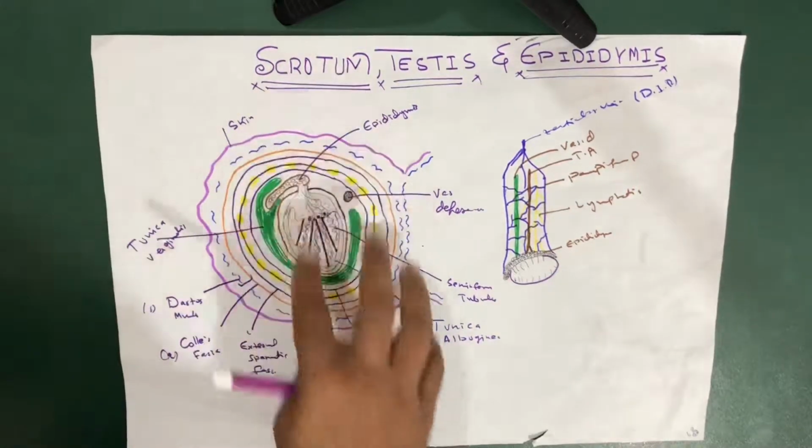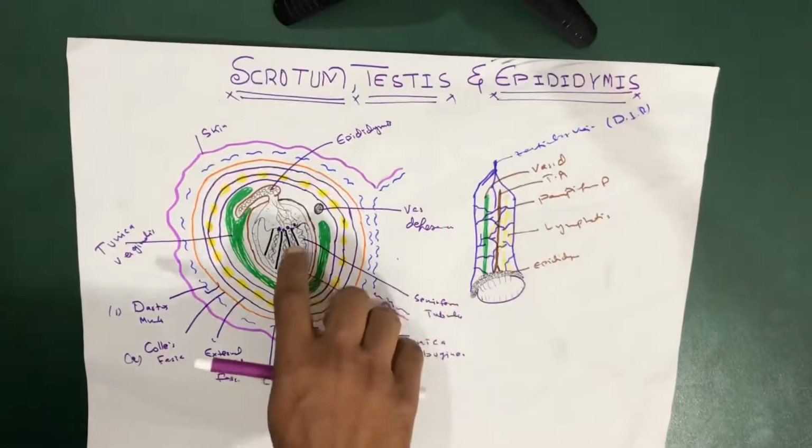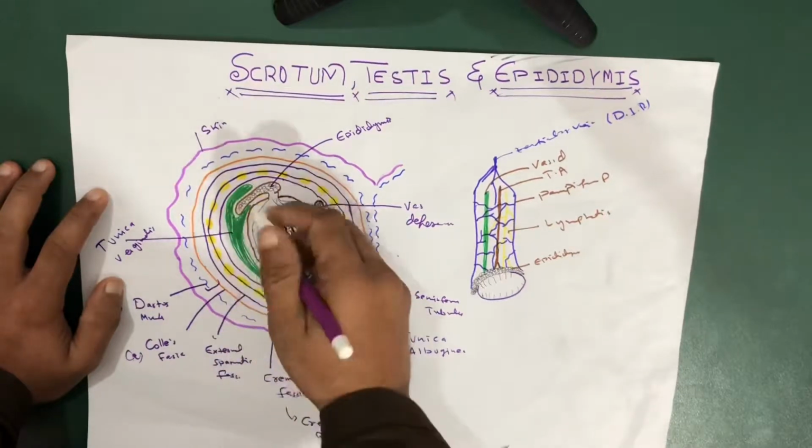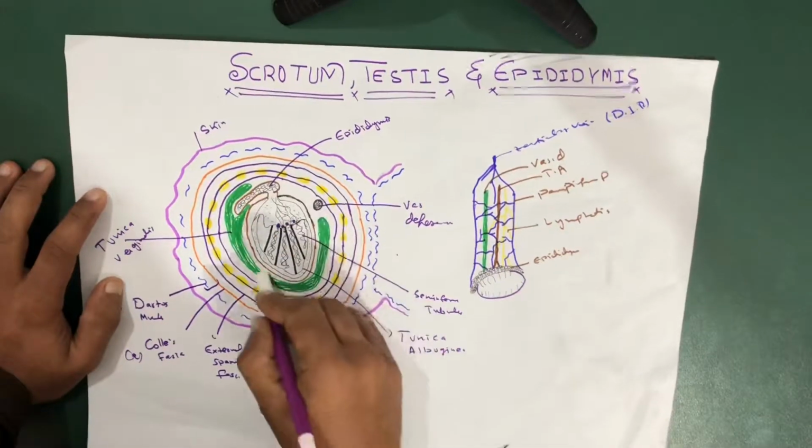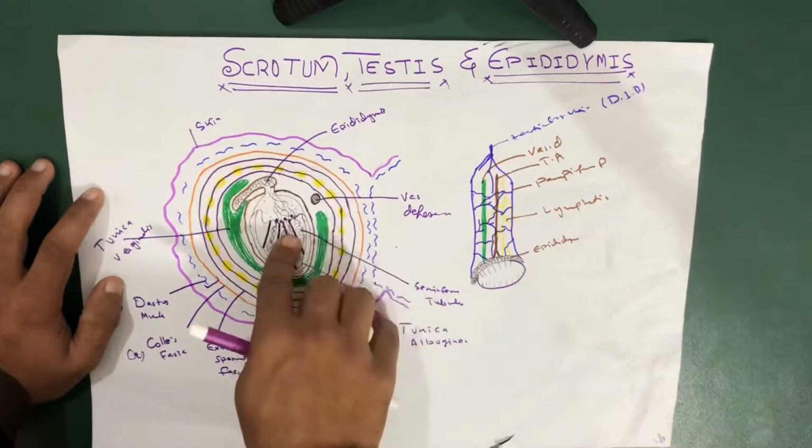We're done with the scrotum. We have talked about what the scrotum is and all that. Now let's talk about the testis itself. This is the structure which I've kind of cut off like that. This one is your whole testis.